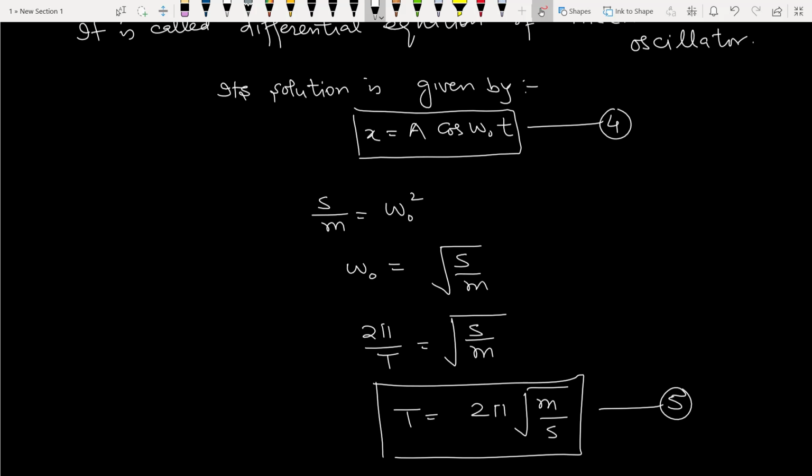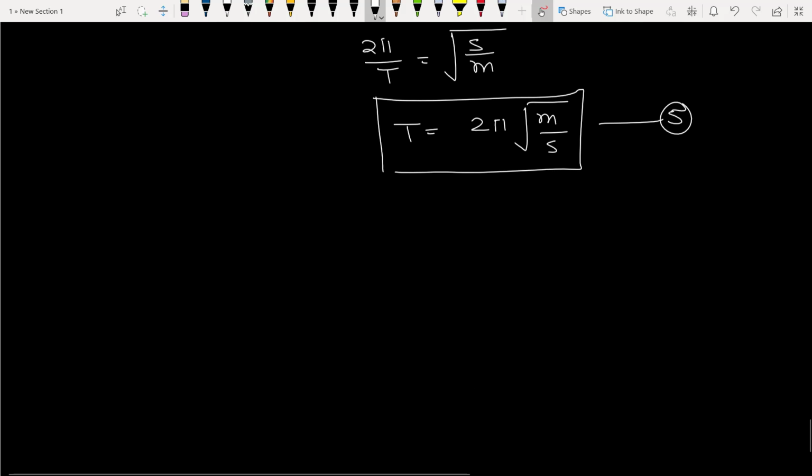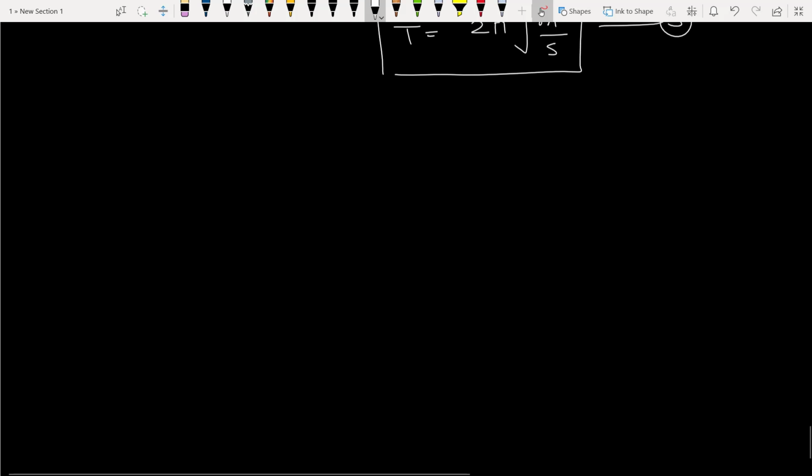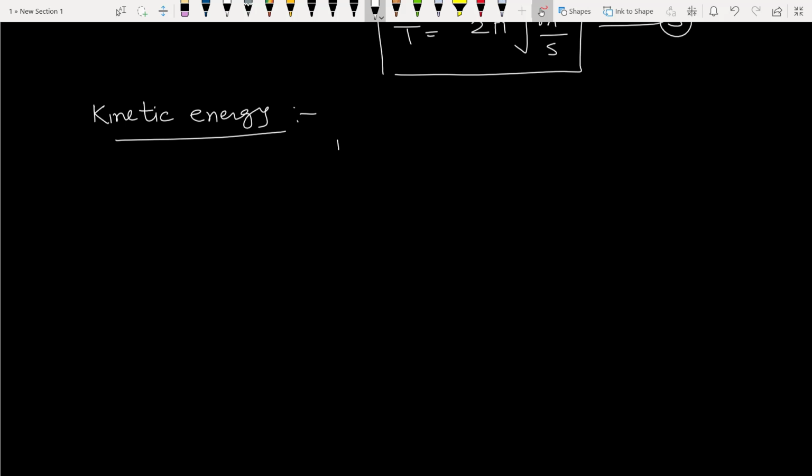So continuing further, we will calculate the kinetic energy, various parameters of mechanical oscillator. So next parameter is kinetic energy of the mechanical oscillator. For kinetic energy, the formula, we express it by UK, is half mv square. So we have to find out the velocity.